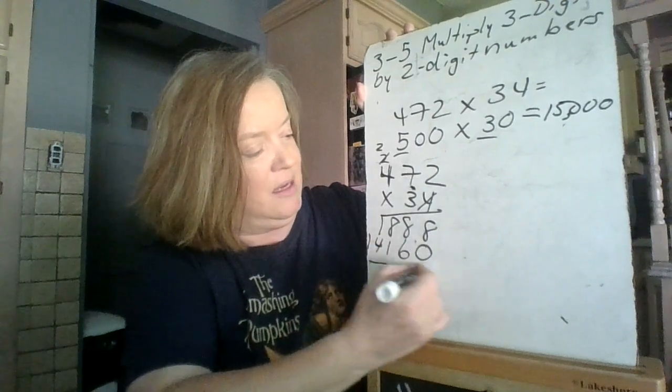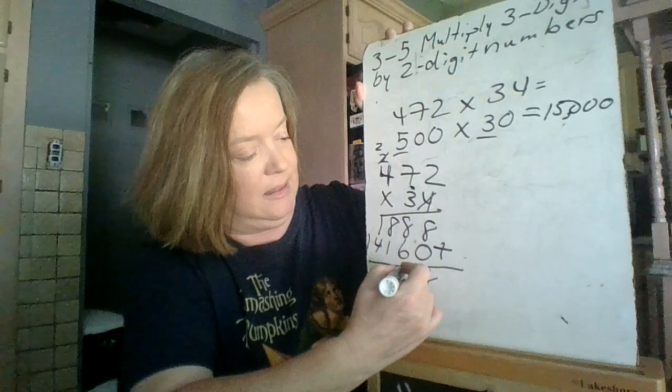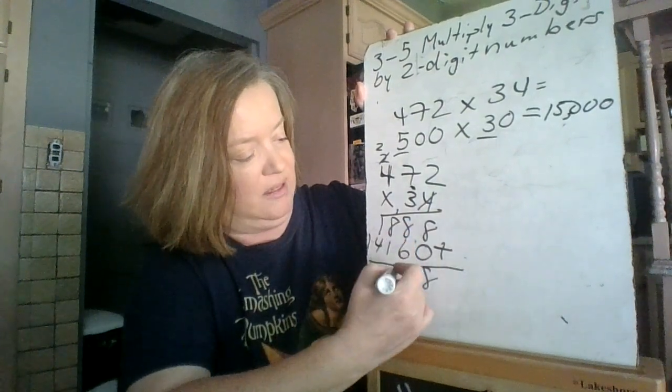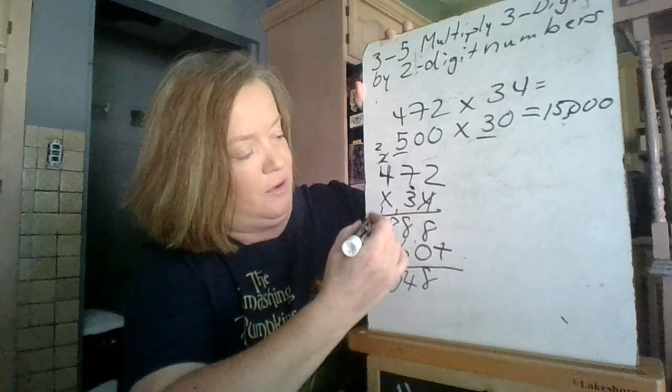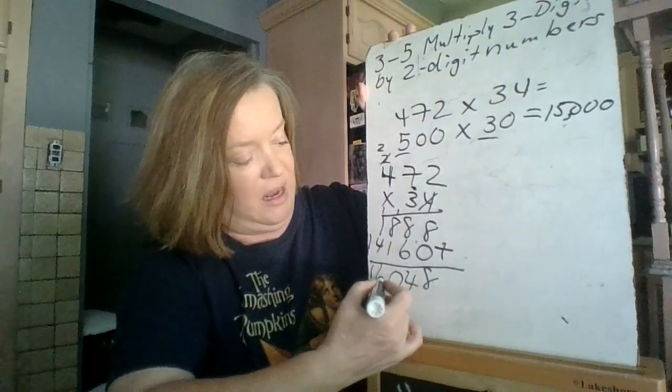I'm going to line up these numbers. Now I'm going to add these two partial products. 8 and 0 is 8. 8 and 6 is 14. Carry my 1. 8 and 2 is 10. 4 and 2 is 6. My 1 comes down. Go to the end of the number. 1, 2, 3, comma before me.